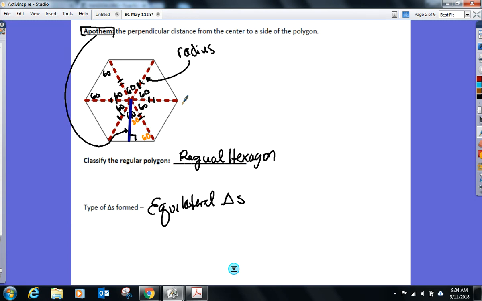Okay? And that's what we're going to end up doing eventually for all these regular polygons. We're going to make triangles out of them, find the areas of the triangles, and multiply by how many there are.